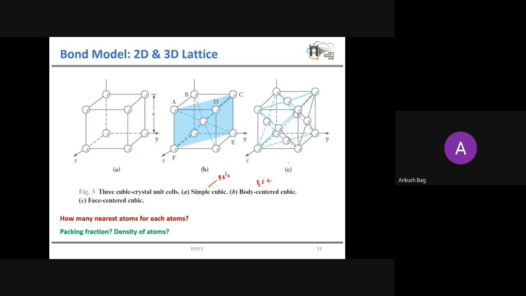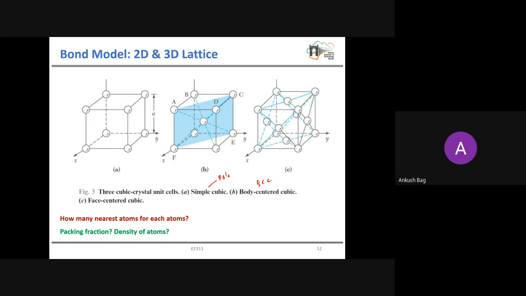And another crystal structure is the FCC. FCC means you take this simple cubic, and this is a cube, so it has 6 faces. Keep one atom on each of these 6 faces. That means 6 atoms on these 6 faces. Then you will get the FCC crystal, the face-centered cubic.